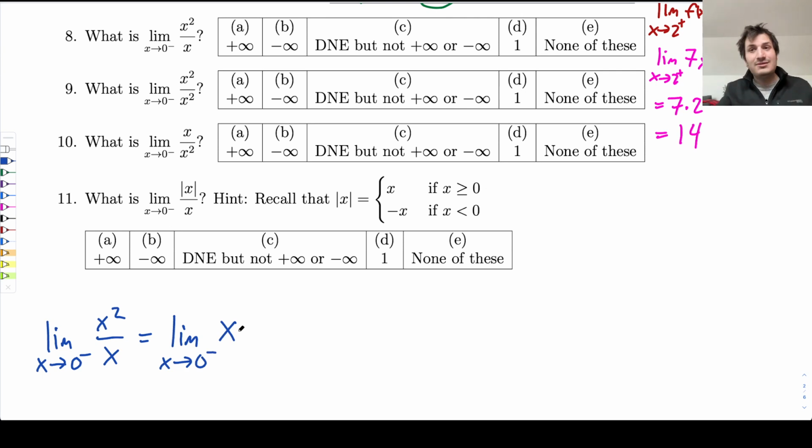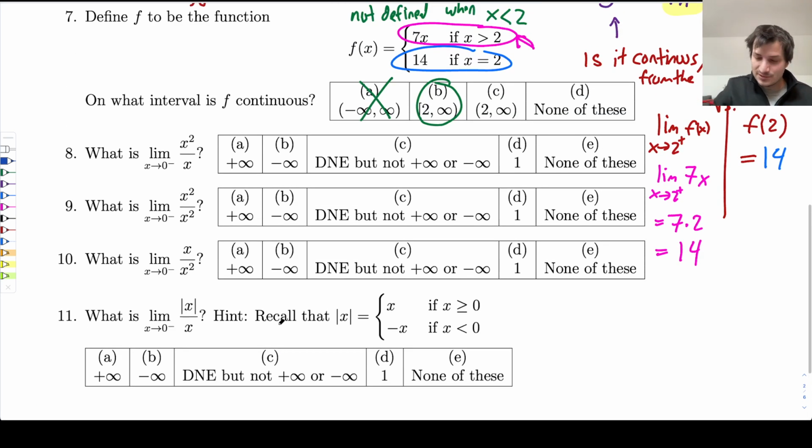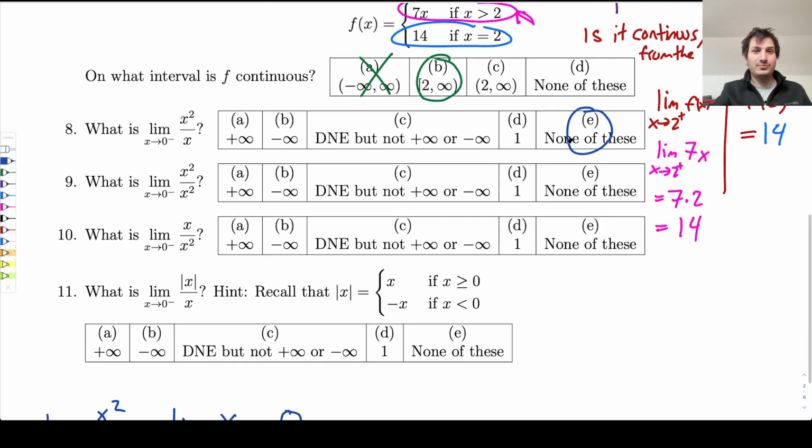And just x on its own is no longer 0 over 0. The 0 over 0 badness went away. Now we can just plug in, and you get 0. So this limit is 0. The first one was 0. And 0 is not on the options. So 0 is none of these. The answer is none of these.